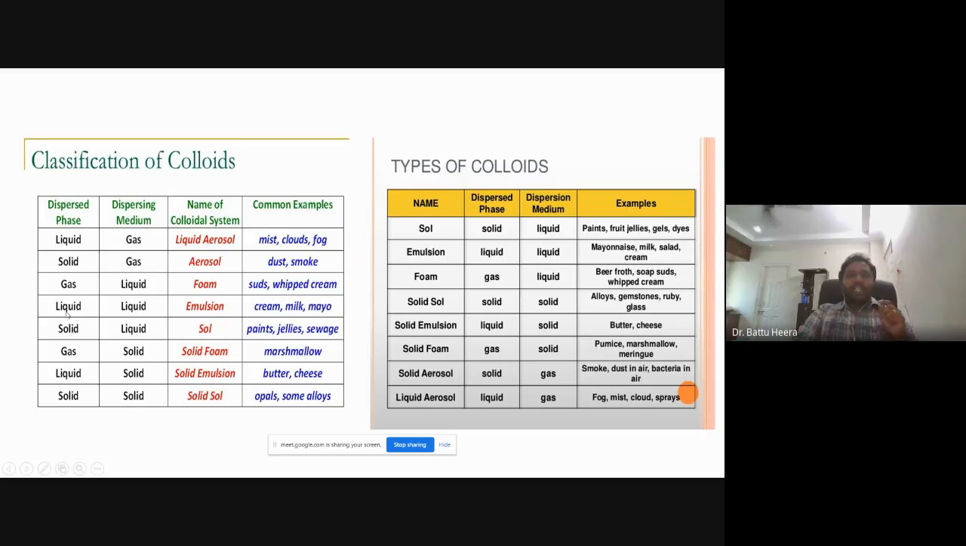When the dispersion medium is liquid and the dispersed phase is also a liquid, it forms an emulsion. Examples are creams, milk, or mayonnaise, which we use in burgers. So like that, the classification of colloids gives different colloid systems with different names, like liquid aerosols, foam, emulsion, sols, solid foam, solid emulsion, and solid sols. These are some of the common examples when dispersed phase and dispersion medium are taken into consideration.